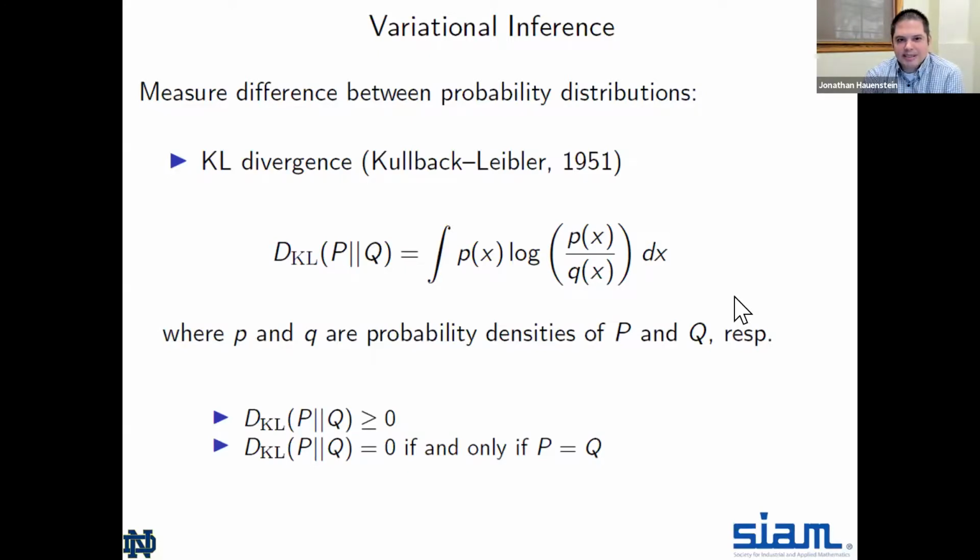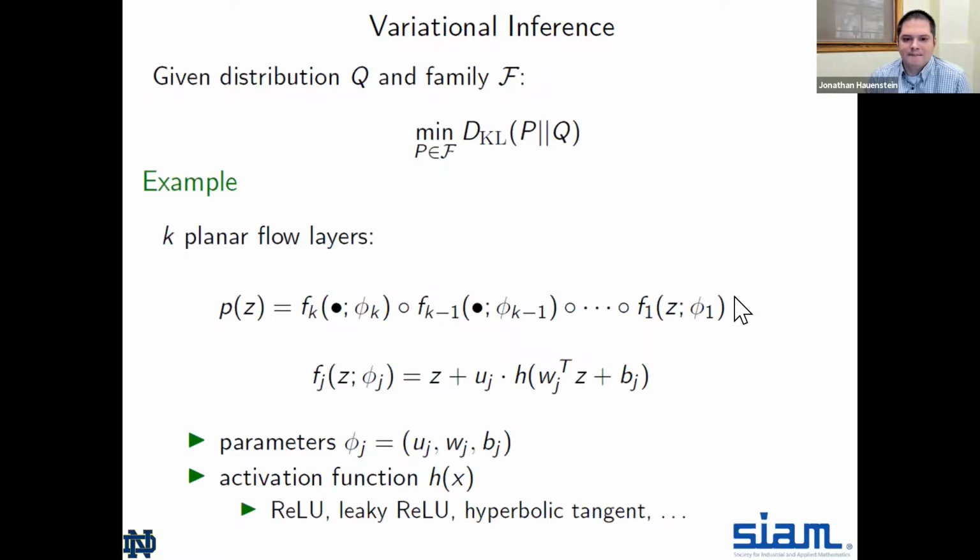It's not a metric, but it has a lot of nice properties. For example, this is always non-negative. So this KL divergence is always non-negative, and it's 0 if and only if you're exactly the same distribution. So minimizing this function, this KL divergence, tells you a lot about how accurate you can compute this probability distribution. So the goal is to minimize the KL divergence over some family of maps.